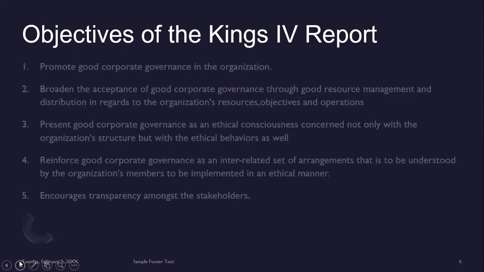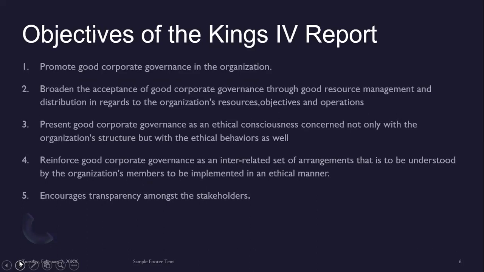So the next part is the objectives of the King's 4 report. Objective number one was to promote good governance in the organization. Objective number two was to broaden the acceptance of good corporate governance through good resource management and distribution in regard to the organization's resources, objectives, and operations. Objective number three was to present good corporate governance as an ethical consciousness concerned not only with the organization structure, but with ethical behaviors as well. Objective number four was to reinforce good corporate governance as an interrelated set of arrangements that is to be understood by the organization members and implemented in an ethical manner. Objective number five was to encourage transparency amongst stakeholders.